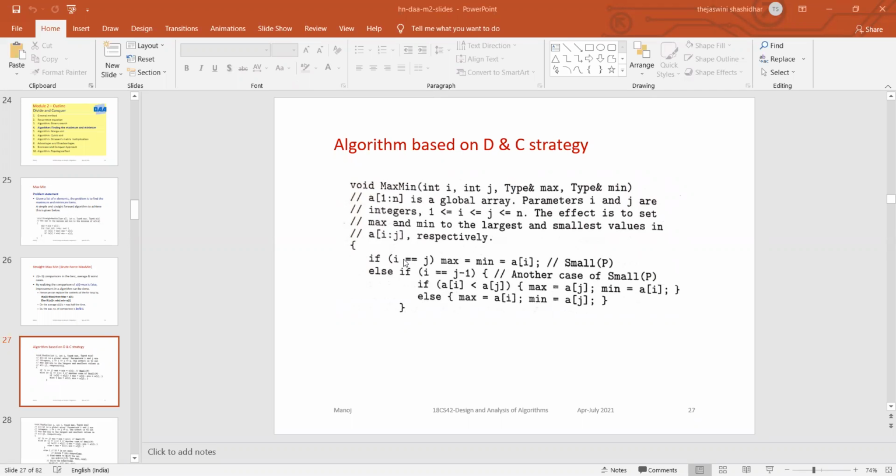So if i double equals j, how many elements can there be? If i double equals j, how many elements are there in the array? Answer. Come to the condition: i double equals j. How many elements are there in the array?